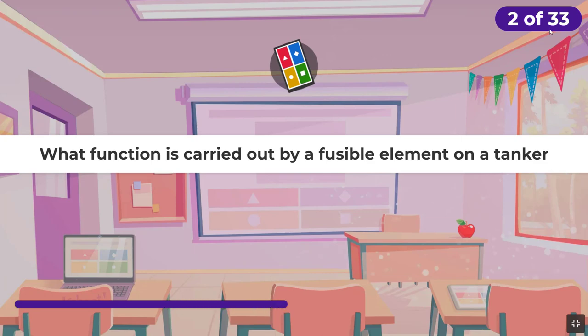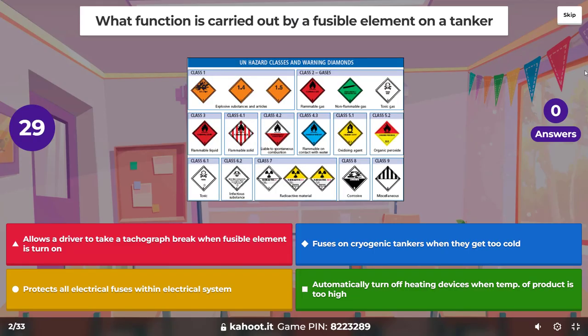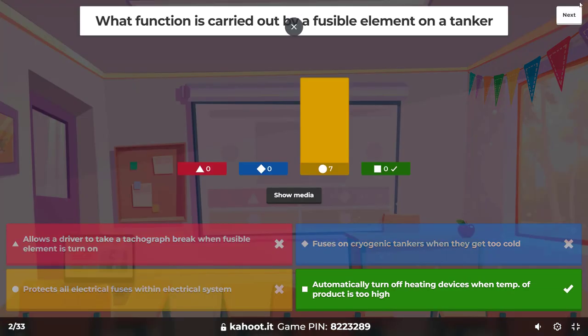Okay. What function is carried out by the fusible element on a tanker? Automatically turns off the heating devices when the temperature of the product is too high. Yeah, you're thinking of a fusible element as like a fuse and a plug, so I can understand that. But a fusible element in ADR automatically turns off the heating devices when the temperature of the product is too high. It's to protect the product. Okay?